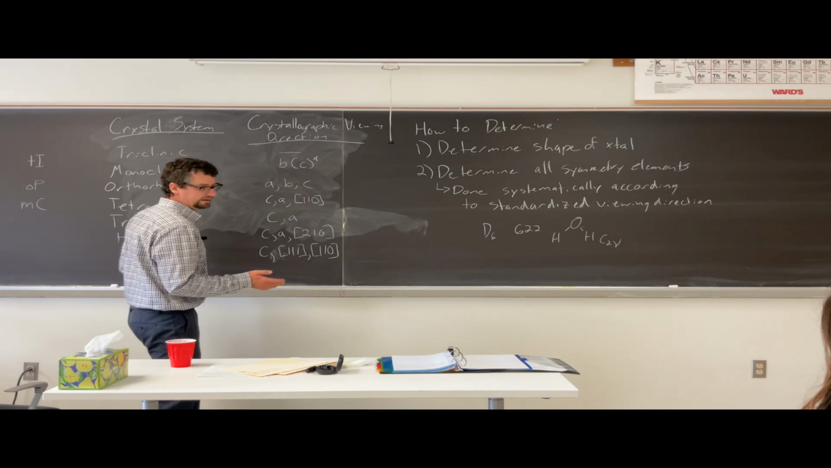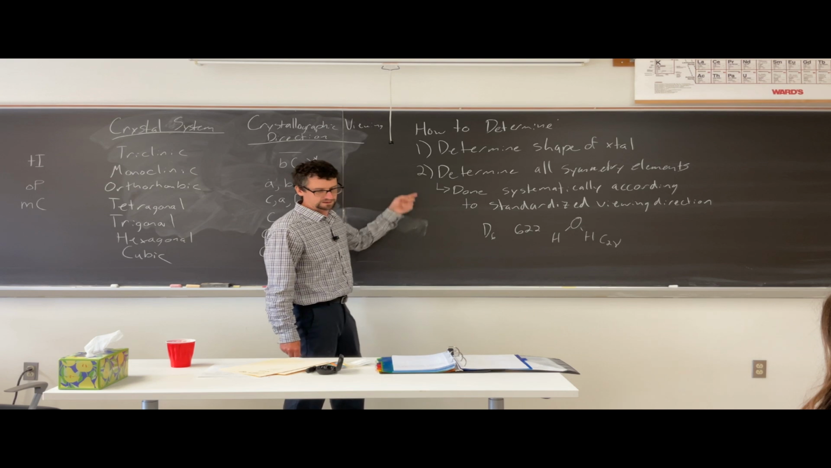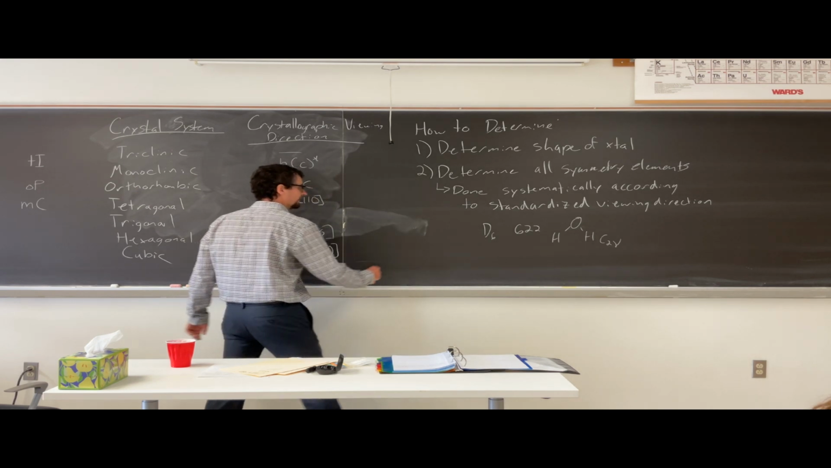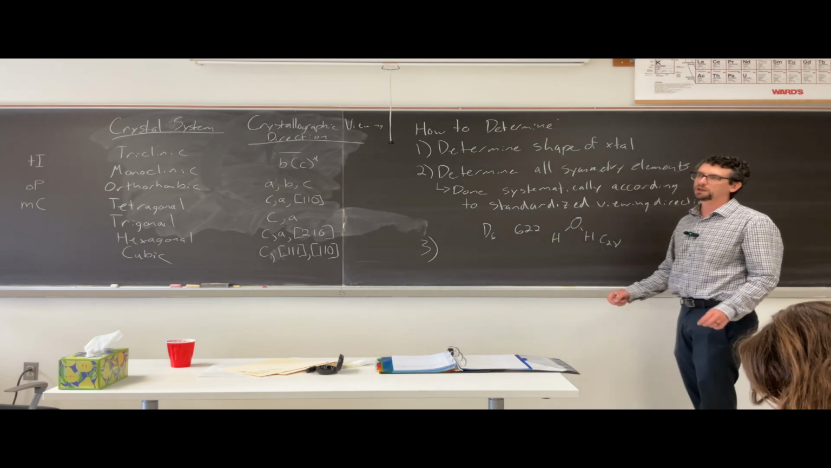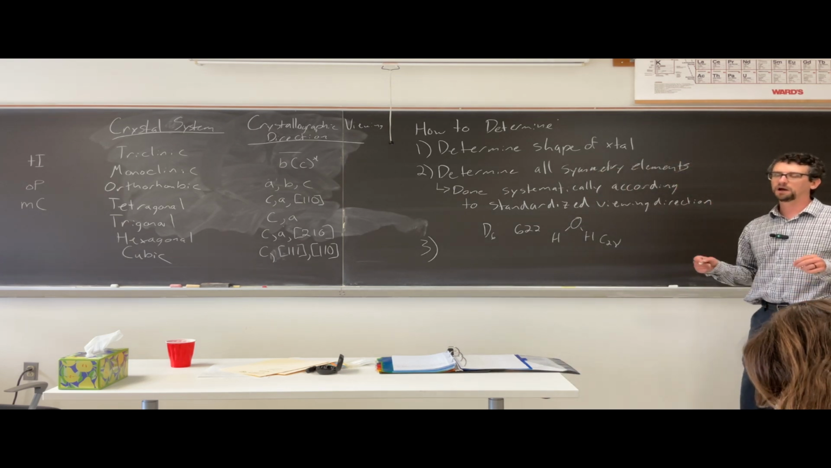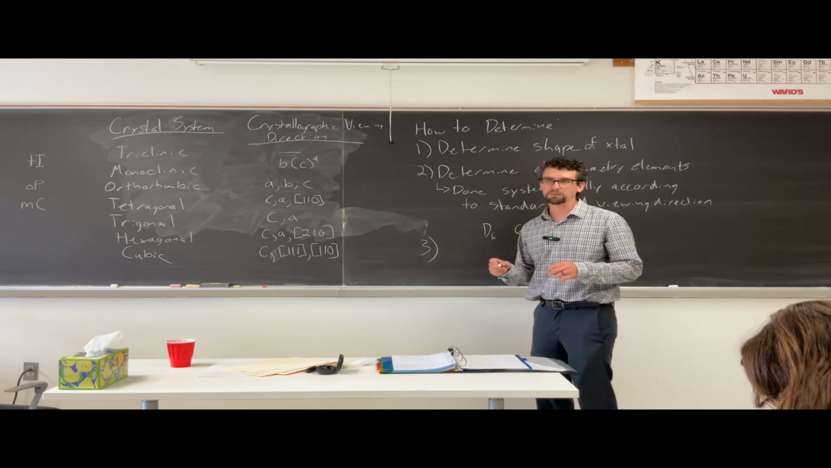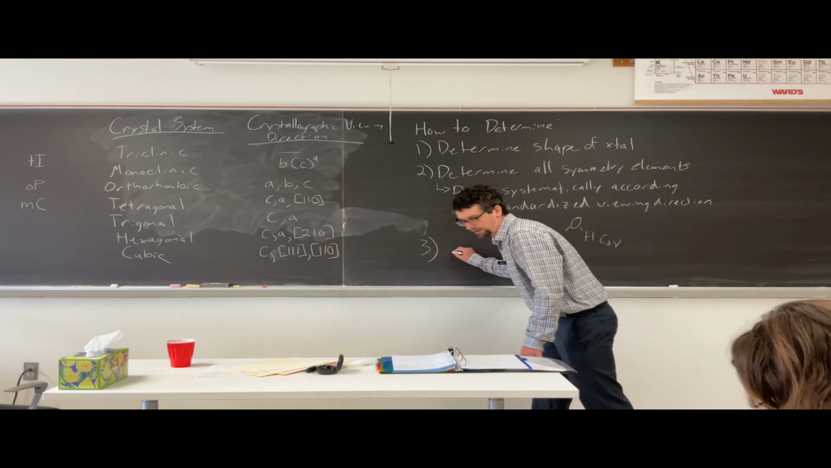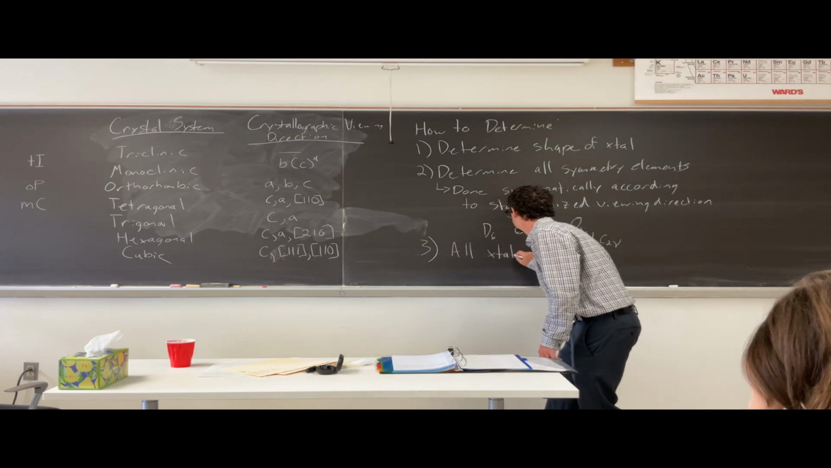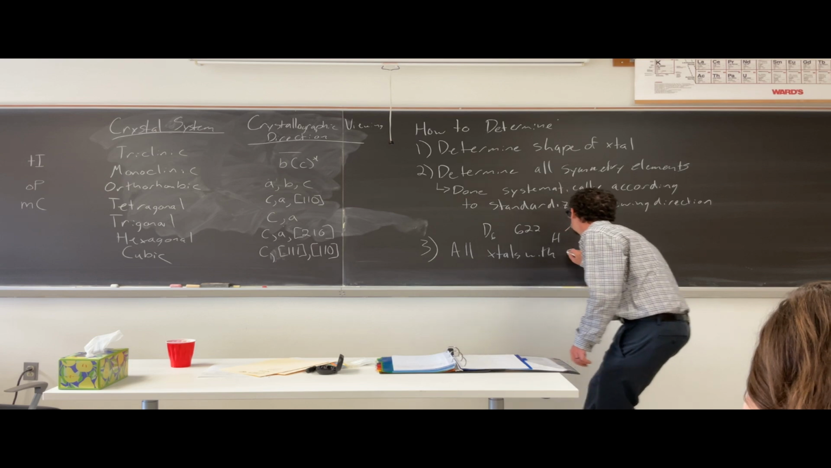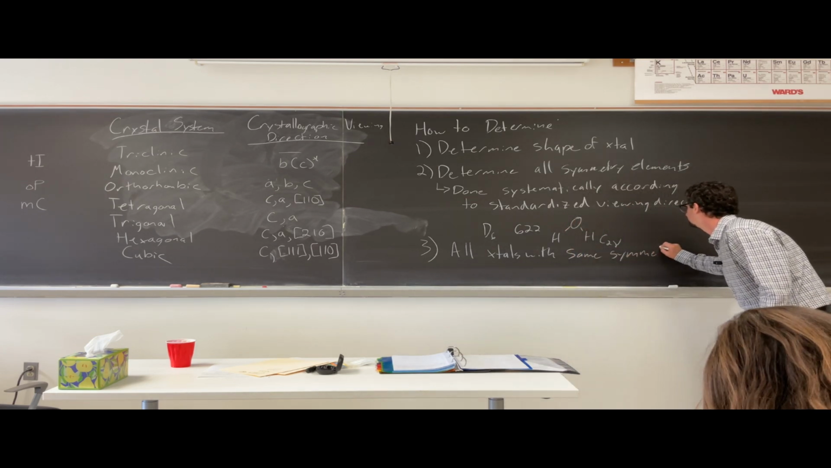So what we need to do now is we said we have to determine all symmetry elements and all unique symmetry elements. And then the final thing that happens is all crystals with the same set of symmetry elements are considered to be of the same crystal class. So all crystals with the same symmetry operations.